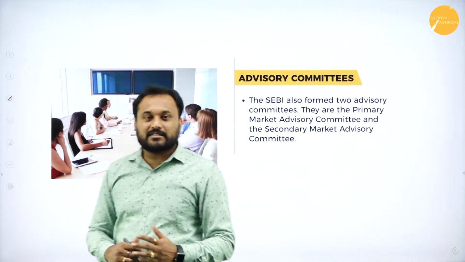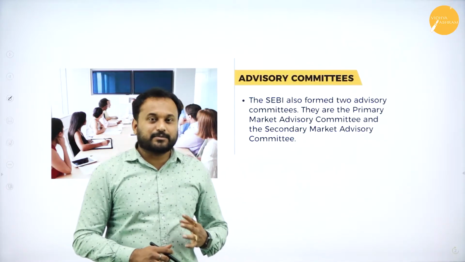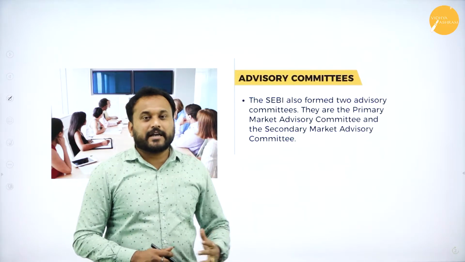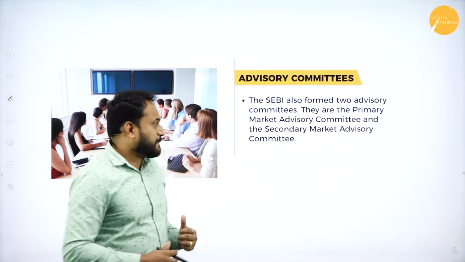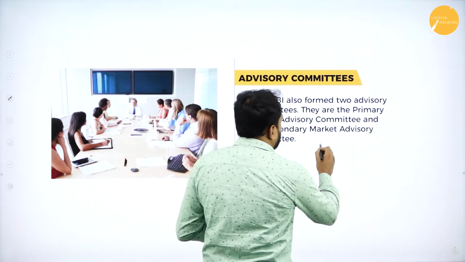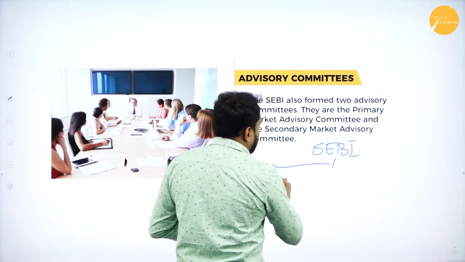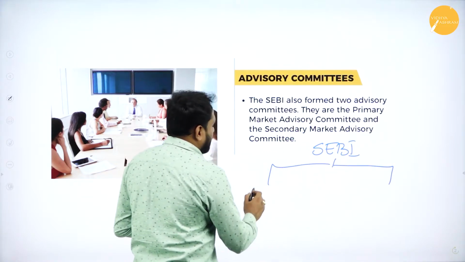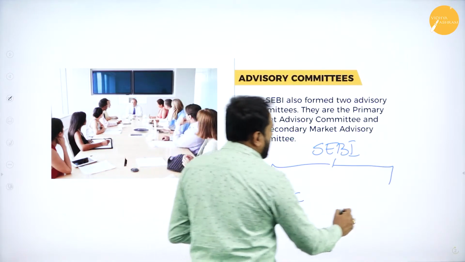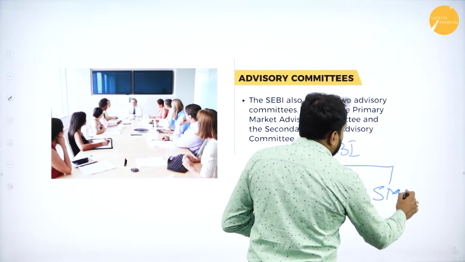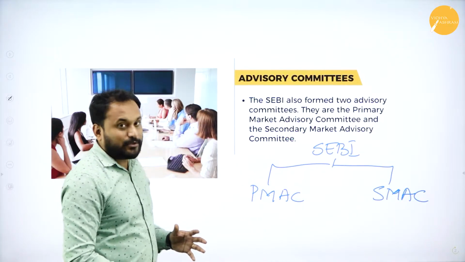Now, Securities and Exchange Board of India has two advisory committees. One is the primary market advisory committee and the secondary market advisory committee. So here what happens is, when we talk about Sebi, right? Sebi has two of the advisory. One is primary market advisory committee and secondary market advisory committee. Now these two committees, what exactly do they do?